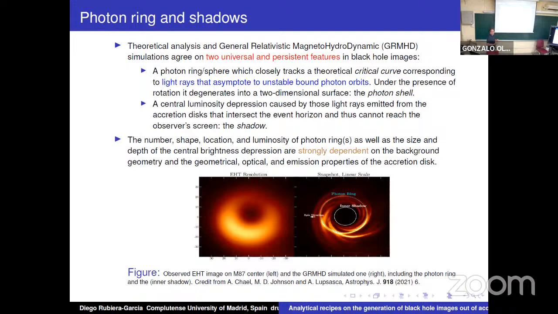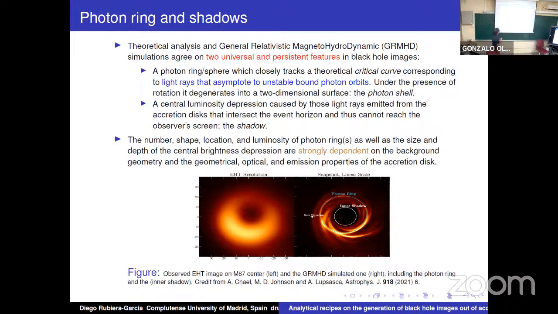There are two main features that you are expecting in your images. First, there is something which is called in the image the photon ring, which is highly correlated with a theoretical feature that appears around the object, which is called the photosphere. There are two different things. One is the thing that surrounds the black hole, which is the photosphere, the photon shell when the black hole is rotating. And the photon ring is something related to what you have in your screen. There are two different things.